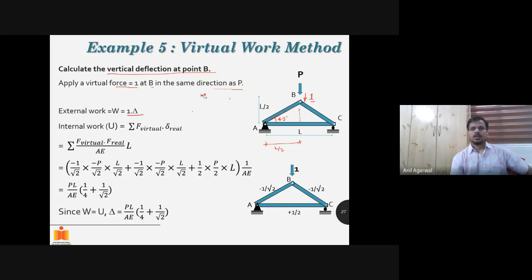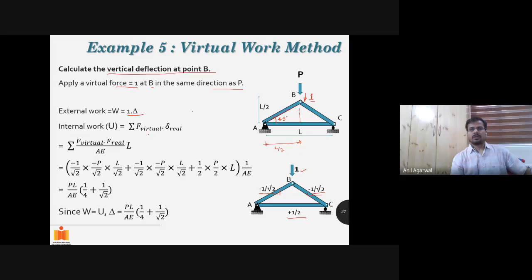Okay, so moving forward, virtual force for each member. Let's solve the truss for real load as well as the virtual load. If I apply a unit force here, that causes a compression of 1 by root 2 in members AB and BC, and it causes a tension of 1 by 2 in member AC. Is that correct? We solved that in the previous class, right? We solved a truss which was exactly the same truss, where we found out the member forces. So AB and BC are in compression, member AC is in tension, and these are the member forces.